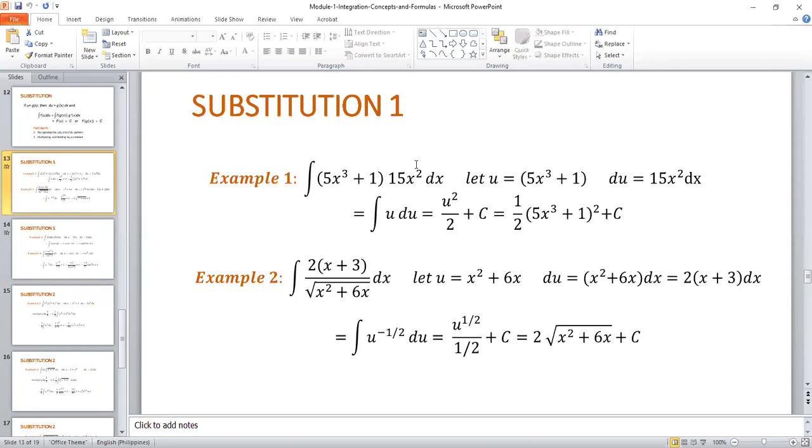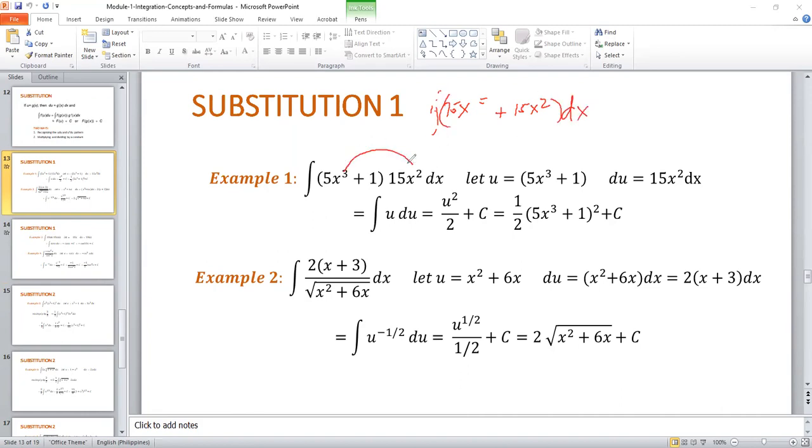What others would do is distribute. So I will annotate here. The most common thing that should be done here by the students is distribute 15x cubed. So this could be processed like 15 times 5, that's 75x to the 5th, plus 15x squared dx. You distribute, so you will have this. Then you use power rule.